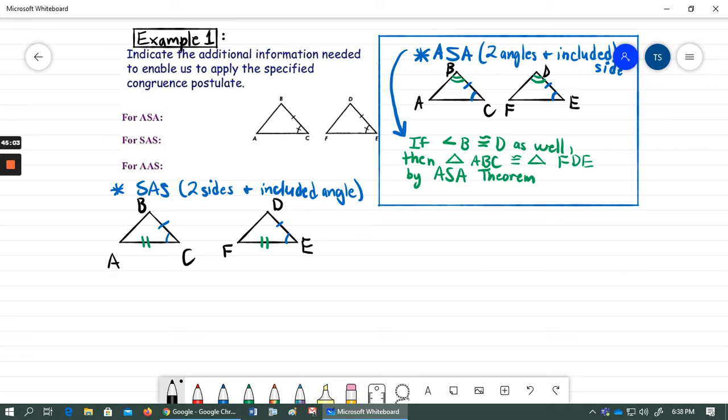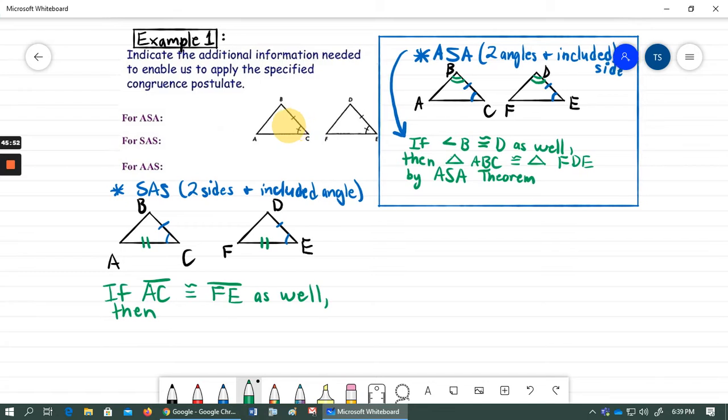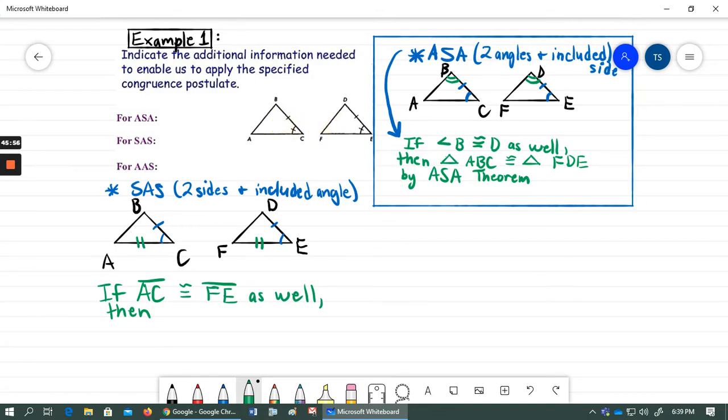Anyway, so if it were these two sides here that were congruent, if side AC was congruent to side FE, then and only then, so if this additional information was needed, again, if we also knew that these two sides were congruent as well, then and only then would we be able to say that those two triangles, the original two triangles that were shown right there, were congruent by the side angle side congruence theorem.